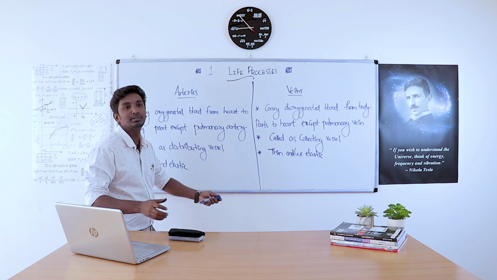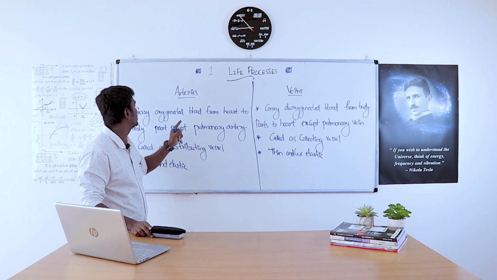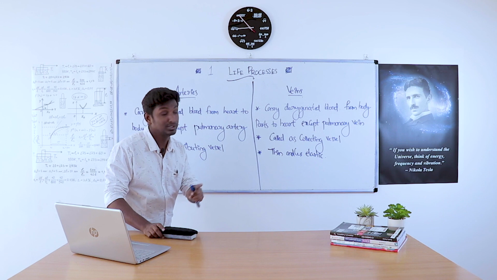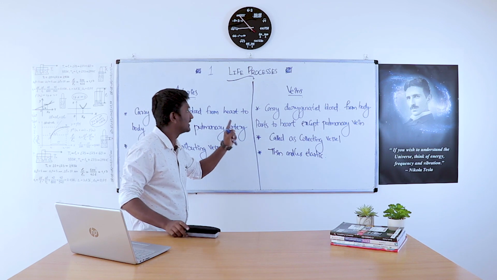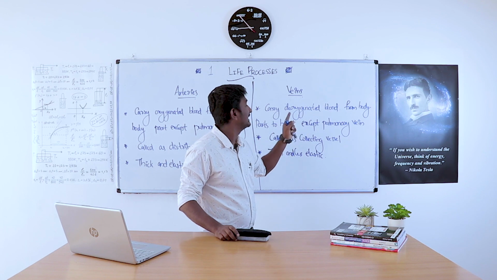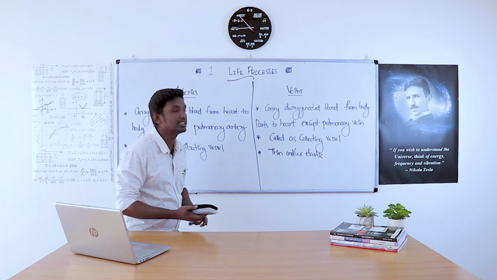So this is the difference between arteries and veins. The main point to be noted is that the function of an artery is to carry oxygenated blood from the heart to body parts, except the pulmonary artery. The function of a vein is to carry deoxygenated blood from body parts to the heart, except the pulmonary vein.